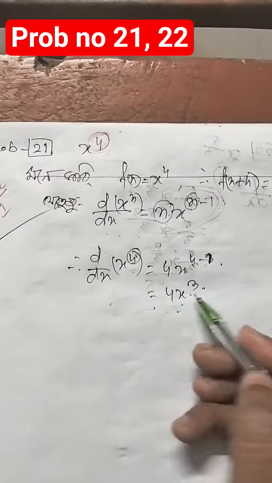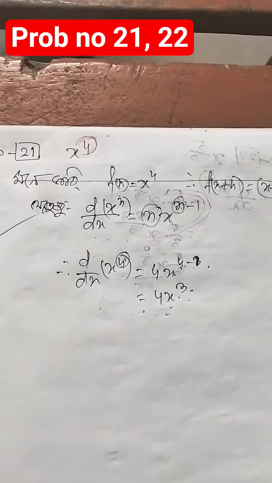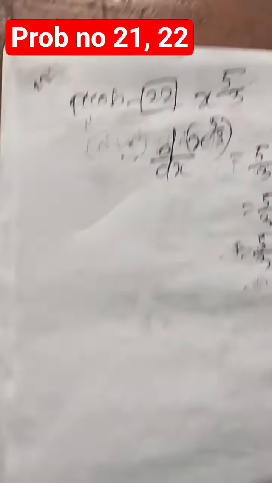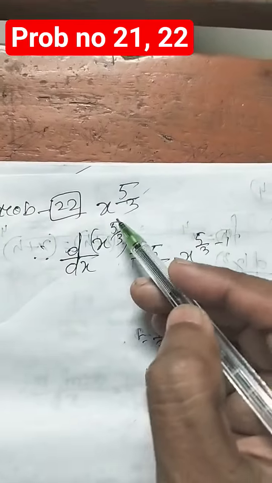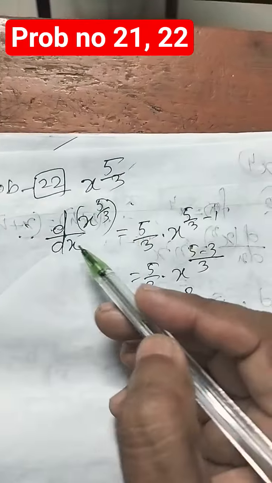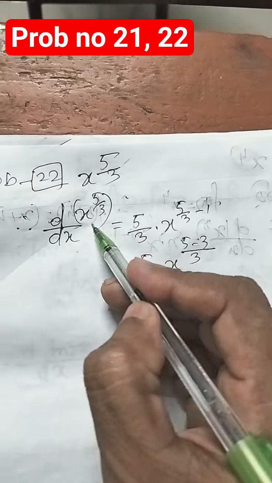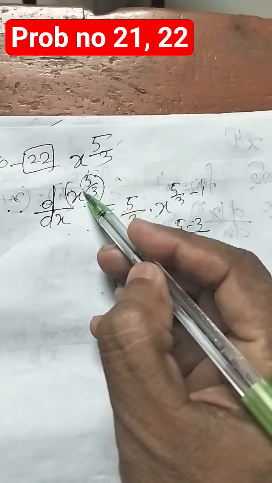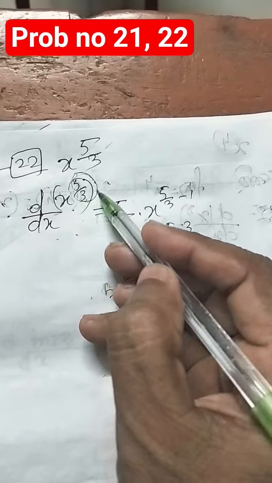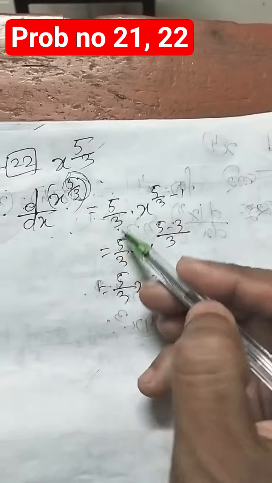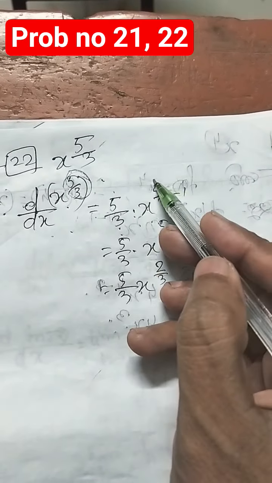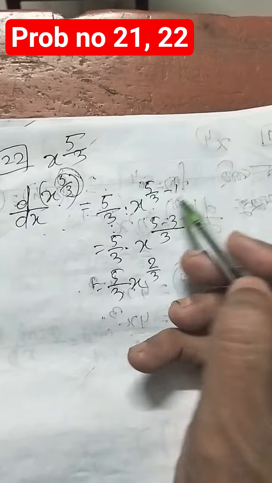Okay. Now আমরা অন্য আরও একটা প্রবলেম সলভ করব, প্রবলেম নাম্বার 22. x to the power 5 by 3. We let d/dx of x to the power 5 by 3, x to the power 5 by 3 is equal n. So n, 5 by 3, into x to the power n minus 1 equal to 5 by 3 minus 1.